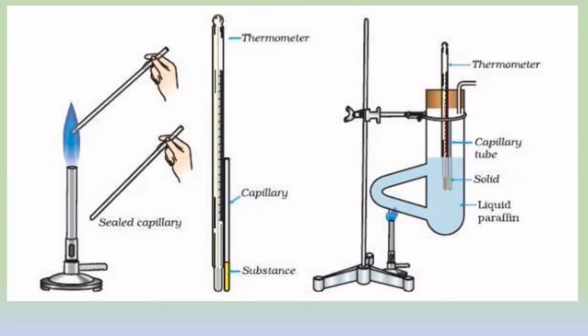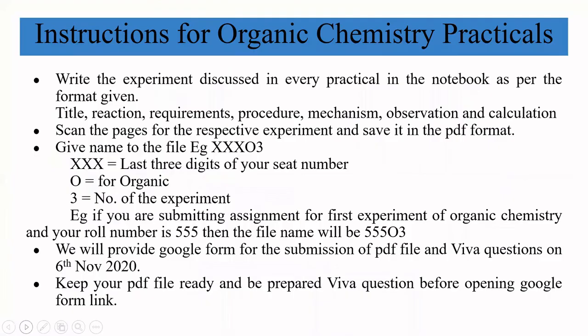So now the next part: how you are going to present, or how you are going to write that experiment. Everyone knows all these instructions. You are writing the experiment in your notebook or A4 size papers, whatever you have taken. This time you will write that experiment in the same format: the title, reaction, the requirements, the procedure, mechanism, observation, calculation, and finally the purification part also, which solvent you have used, what is the melting point, everything you will note down. Okay, scan the pages, save it in PDF form.